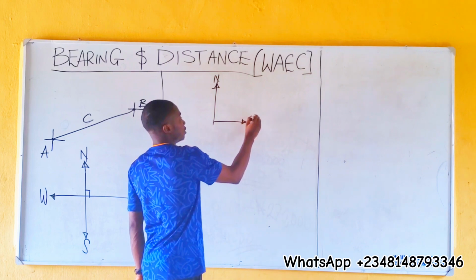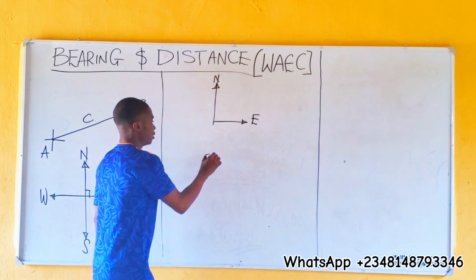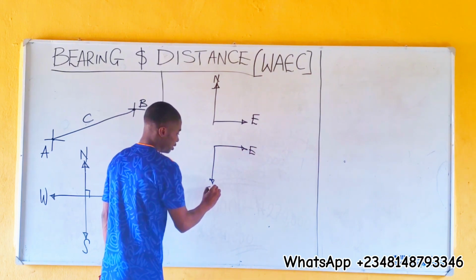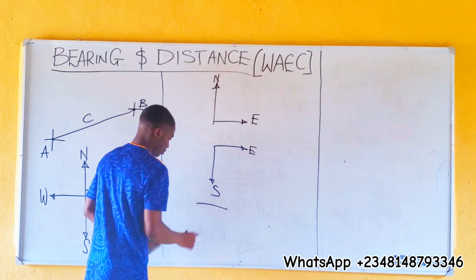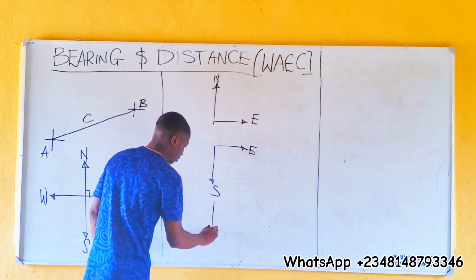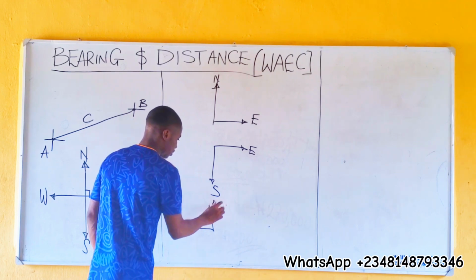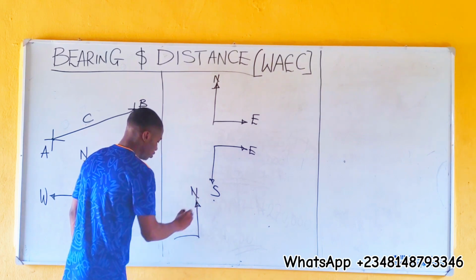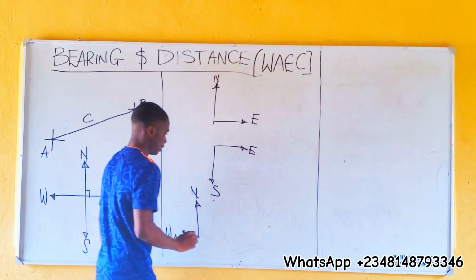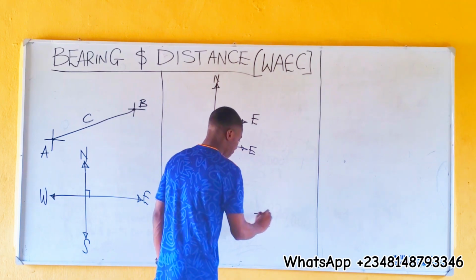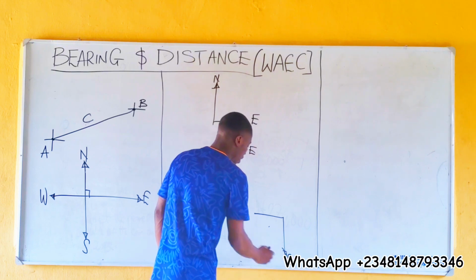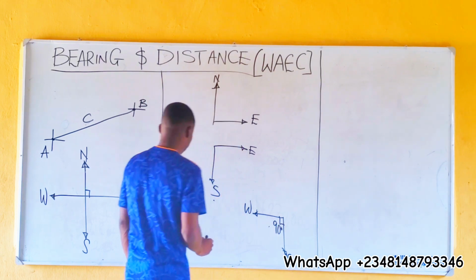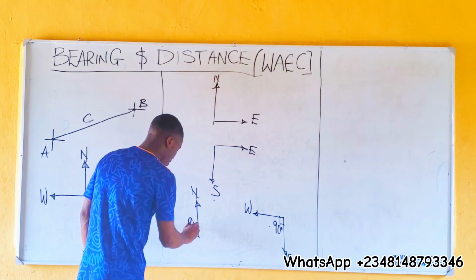North, east, south, west. So each of these angles are 90 degrees.